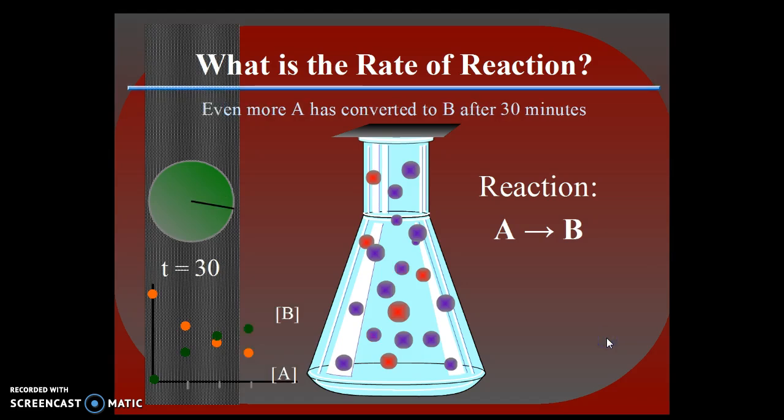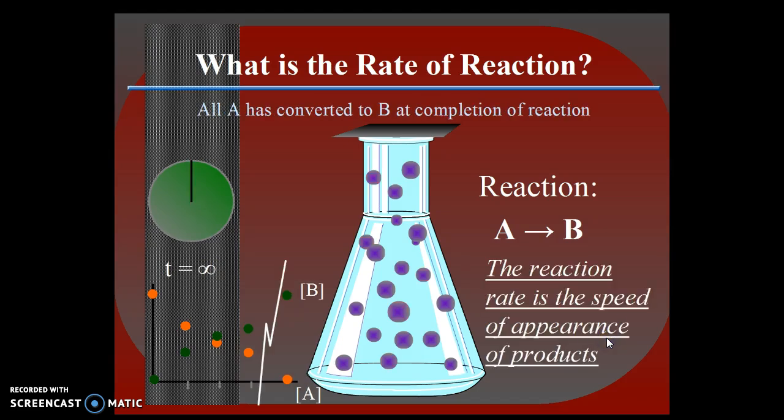After 30 minutes, even more A is converted to B. Now, after some hours, all of the A converts to B at the completion of the reaction. This little line here, you may be aware, means a long passage of time. This is not a continuous line. There's a discontinuity right here. So the reaction rate would be the speed of appearance of products.